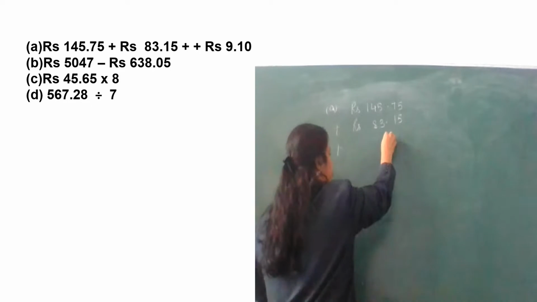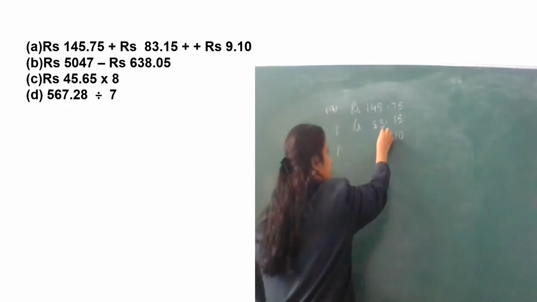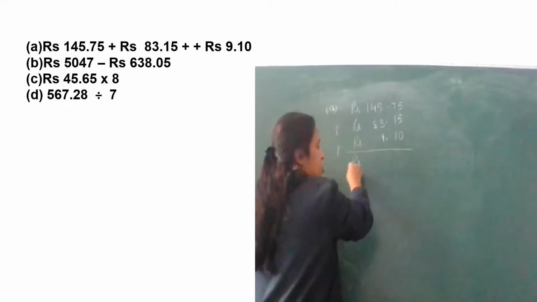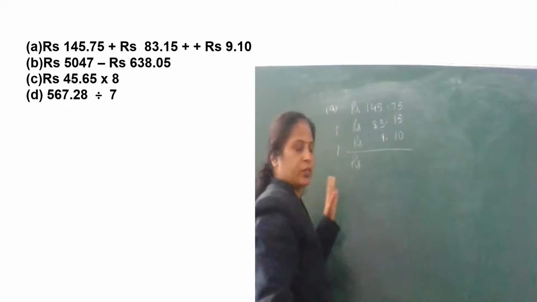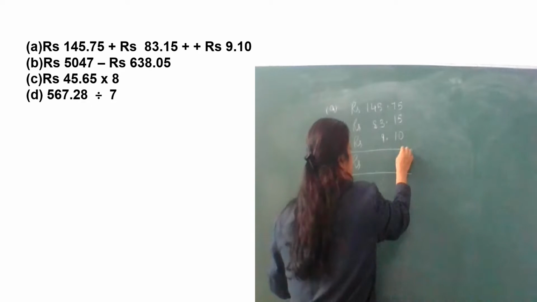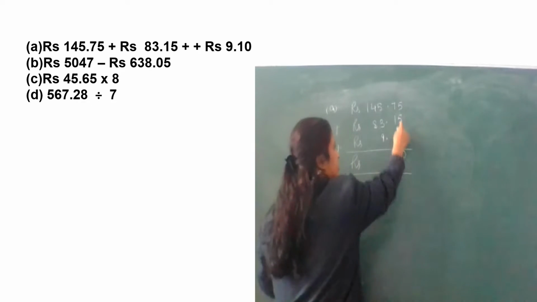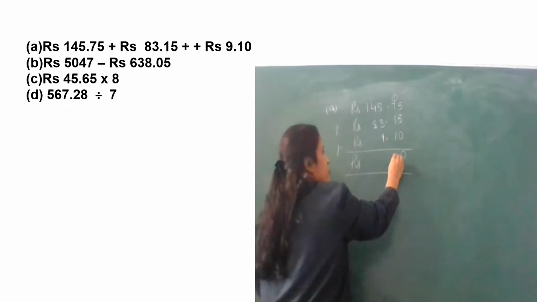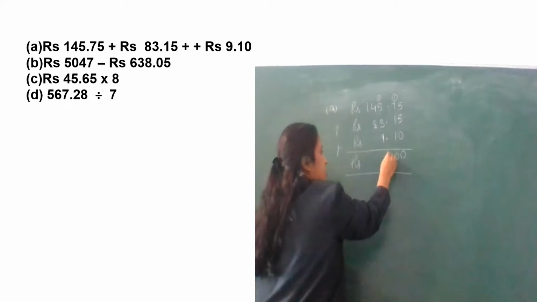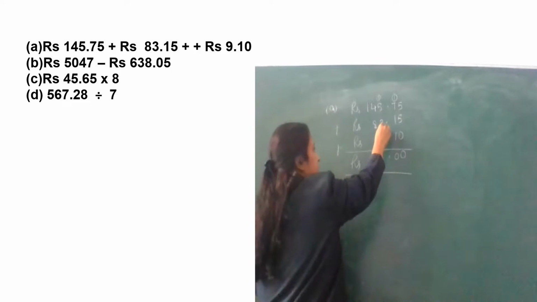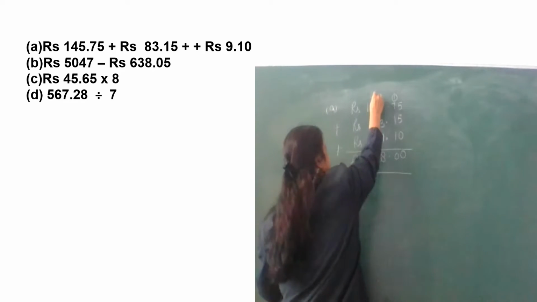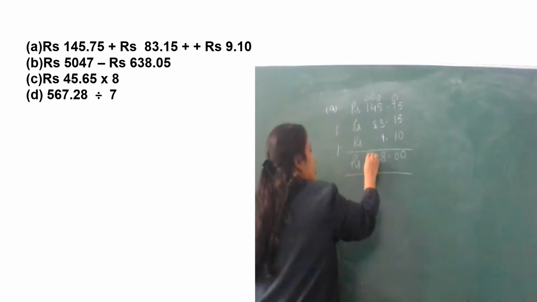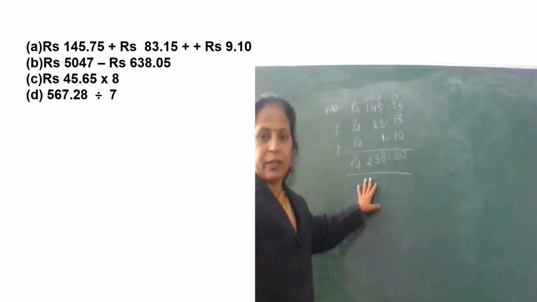Now 9, put the point and 10 paisa. Now this is rupees. Now you add it. Write the unit also. It is compulsory. Now 5 plus 5 is 10. Start adding the paisa. 1 plus 7 is 8, 9, 9, 10. So 0 here. Children, put the point. 6 plus 3 is 9, plus 9 is 18. From here, 1 plus 4 is 5, 5 plus 8 is 13. So what is your answer? Rupees 230. There is no paisa.